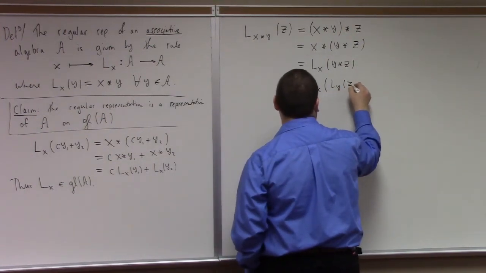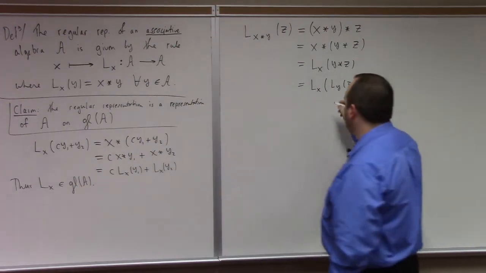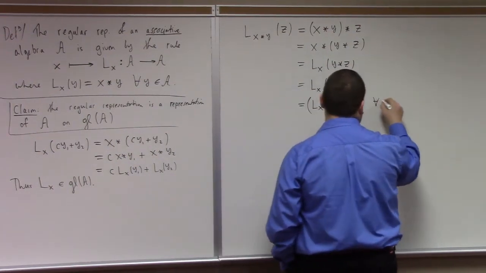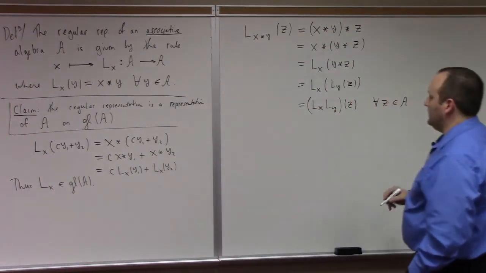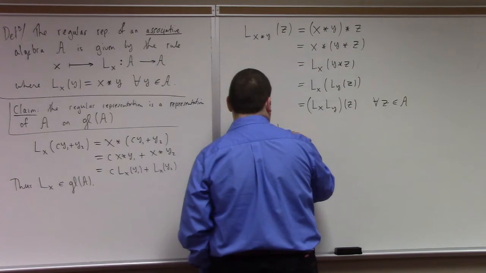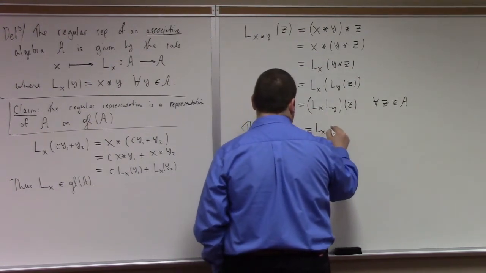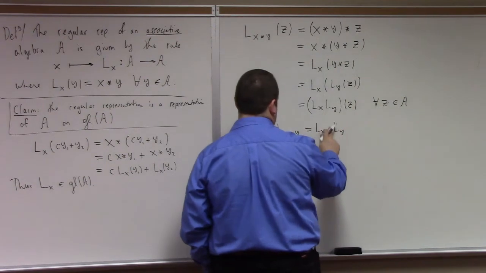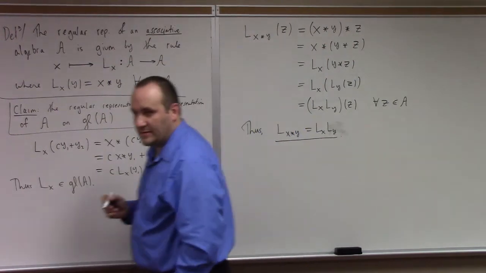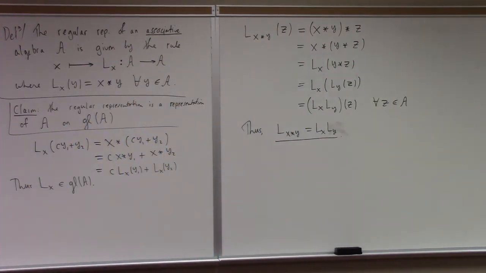Which is Lx of Ly of z, right? Which, by the way, is Lx Ly parentheses of z for all z in the algebra. So, thus, L of x star y is equal to Lx composed with Ly, if you like, or just skip the circle. We're big boys and girls. We don't need the composition symbol anymore, do we? So there we go. I can take off the training wheels at this point, yeah? So that proves for an associative algebra, the regular representation is indeed a representation.